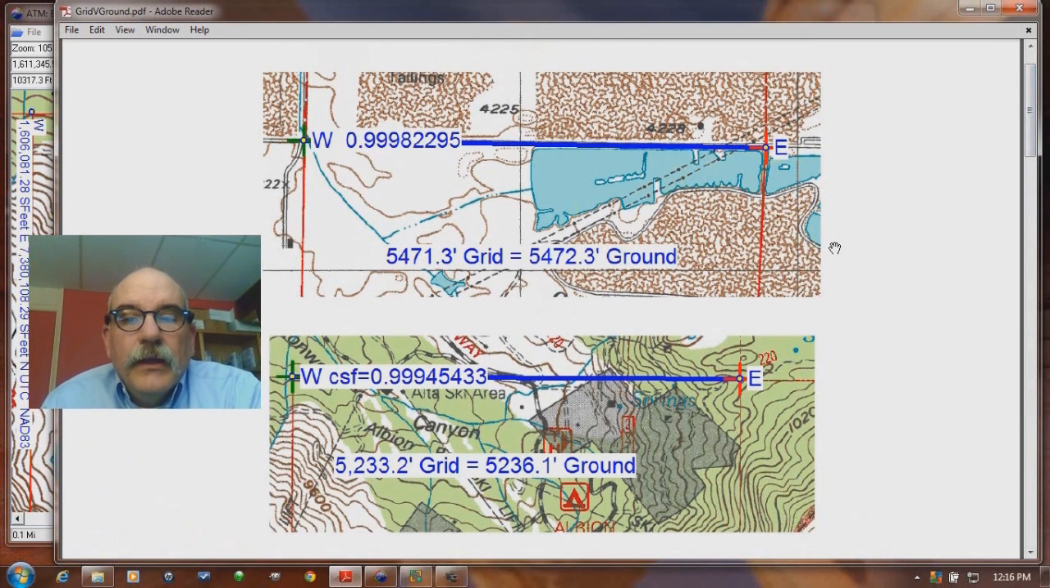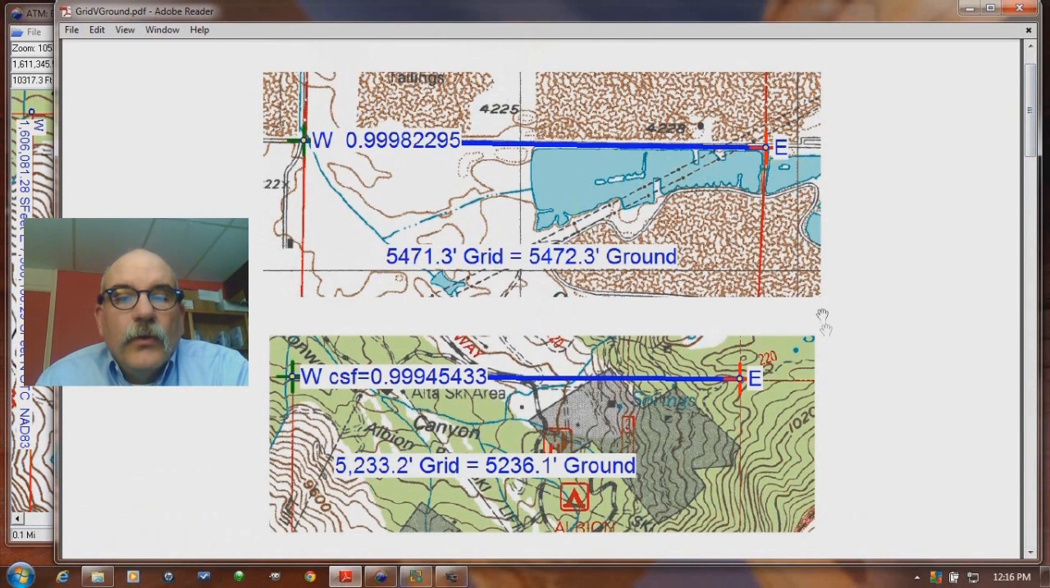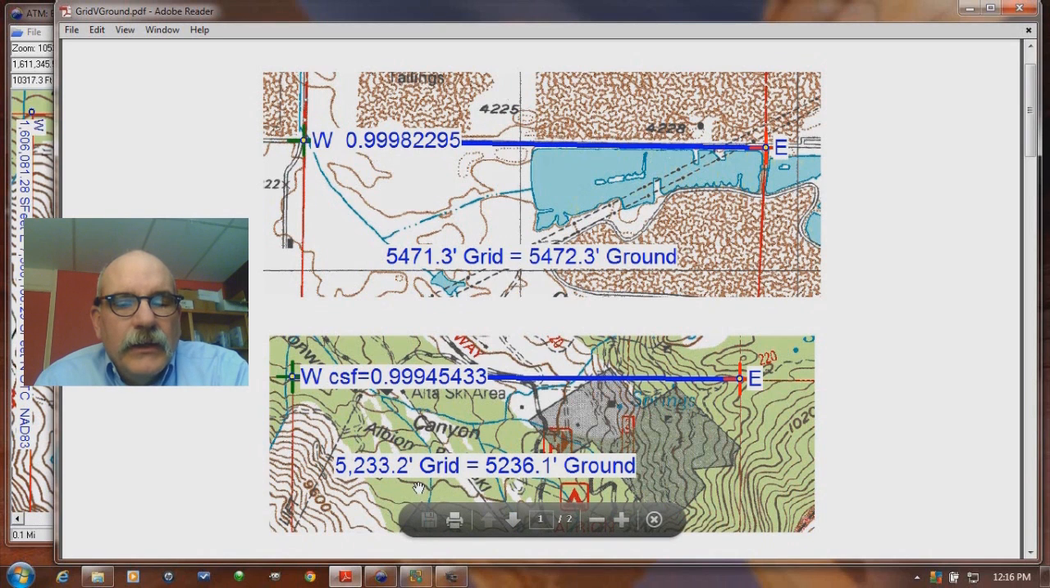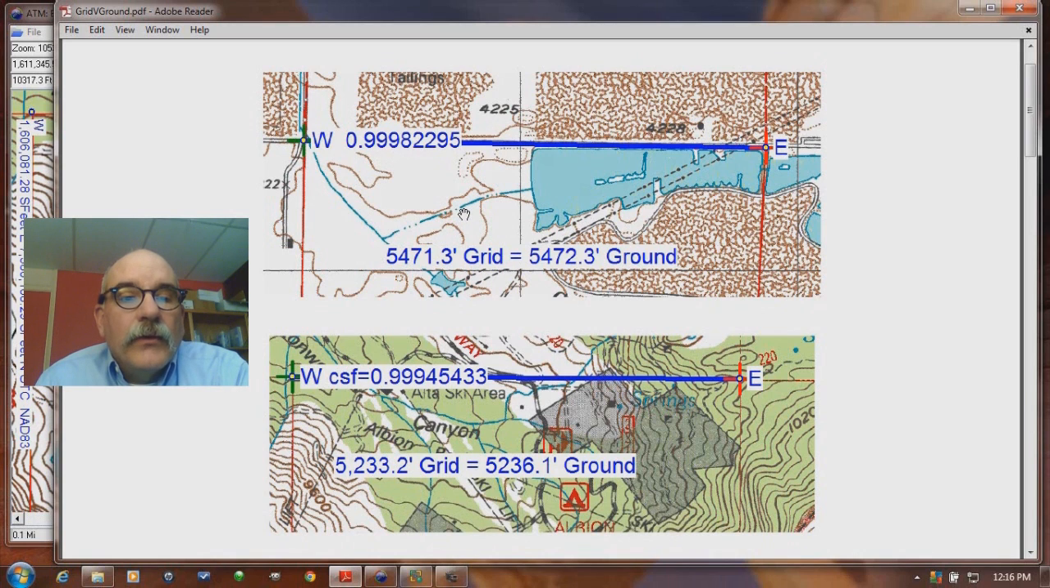So here's two section corners shown. The top one is out by the Salt Lake Airport. It's an elevation of about 4,200 feet. The scale factor at the airport is 0.999822. Here's the corner up at Alta, 0.99945. So the difference in a mile at Alta is about 3 feet. The difference at the airport is about 1 foot. If you're at sea level, the difference will be 0. So the grid and the ground distances, the measured distance between two points for grid and ground, will match exactly.